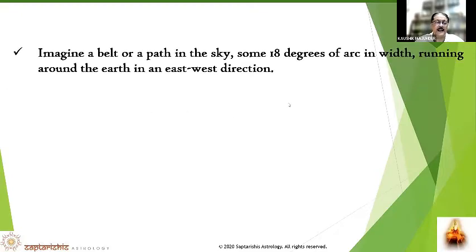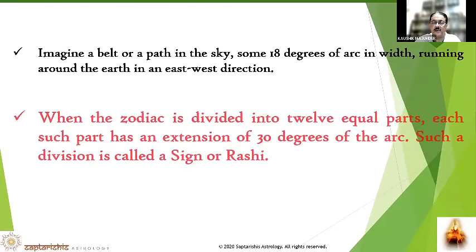Imagine a belt or path in the sky, some 18 degrees of arc in width, 9 degrees on each side, running around the earth in east-west direction. This is the zodiac.